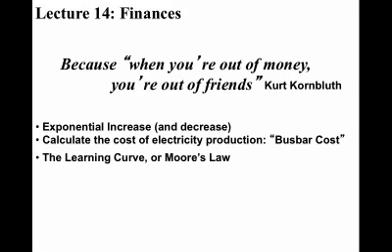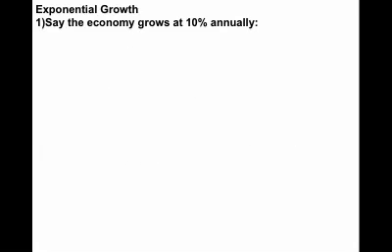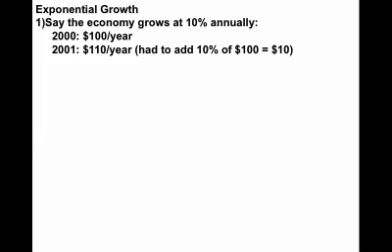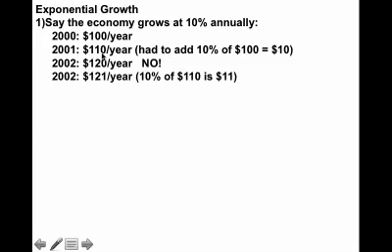And we'll talk about the learning curve, or Moore's law, how with increased practice, the price of much of our commodities reduces in time. So what if the economy grows at 10% annually, and you have $100 invested in a technology? You should gain $10 on your investment and have $110 the next year. And will you have $120 the year after that? No, that's not correct, because you need to take 10% of the $110. And so that's $121.